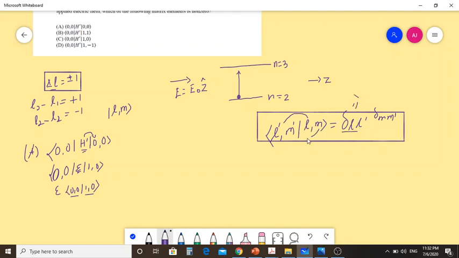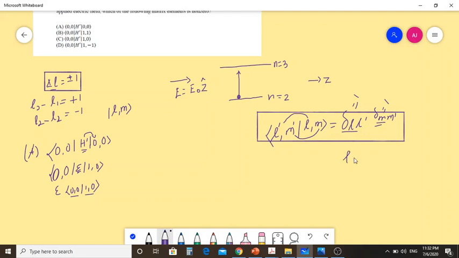Whenever M equals M prime, then delta M goes to 1. So this is a rule we have to know to solve this problem. If either L is not equal to L prime or M is not equal to M prime, the right hand side goes to 0. That is the meaning of the Kronecker delta.